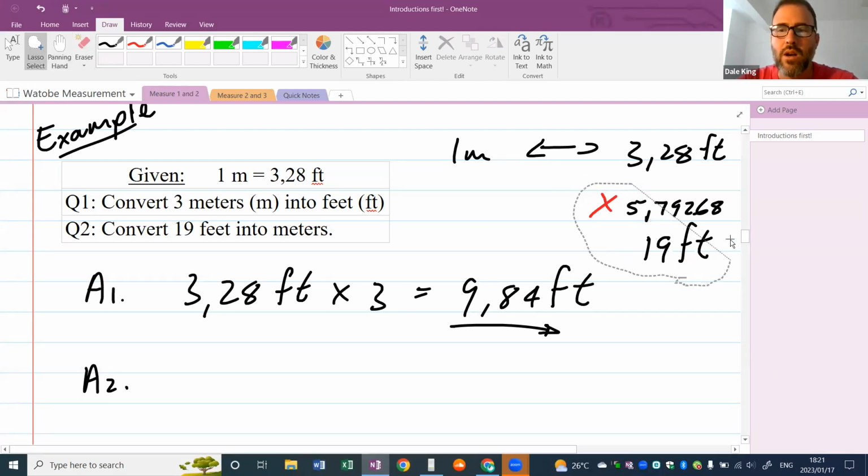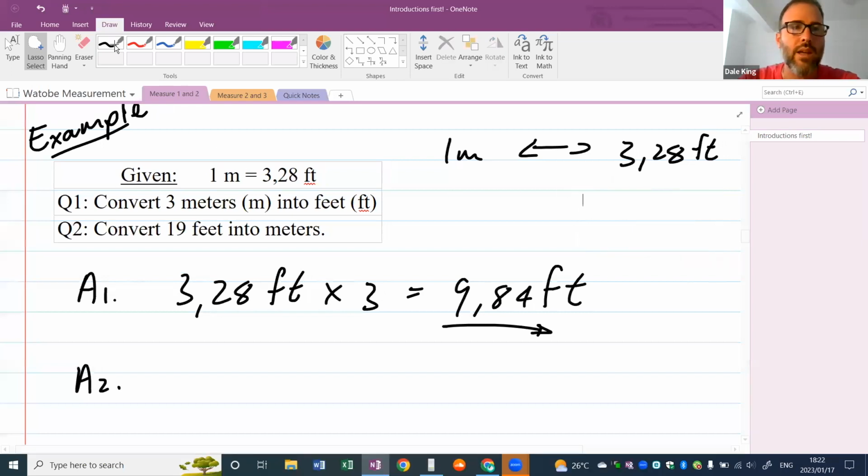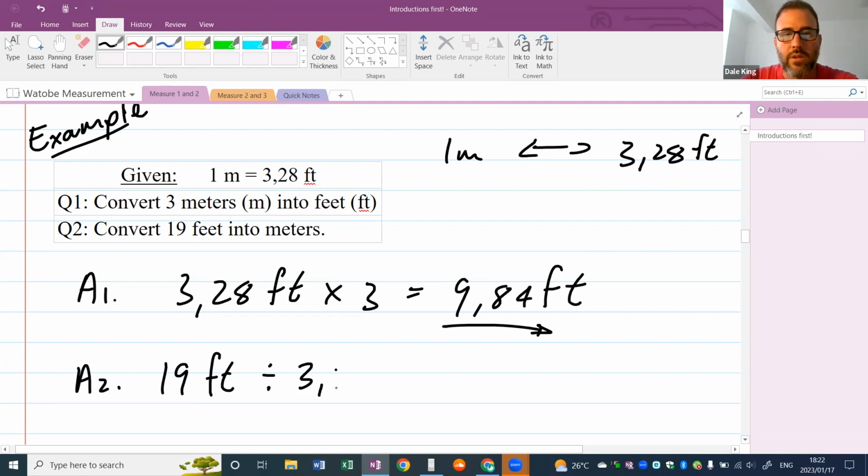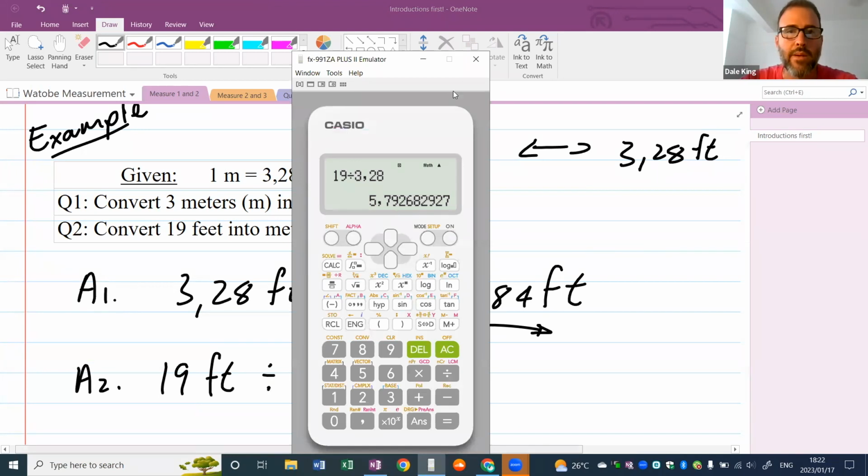So now when I get to my question, say convert 19 feet into meters, just like you guys said, I have to divide. So I'm going to take my 19, let's do it down here. I'm going to say 19 divided by 3.28, and let's see what we get. Same number. So if you had 3.28 and you times it by 5.79268, you get back to 19 again. So to go from 19 back to 3.28, you divide by 3.28.